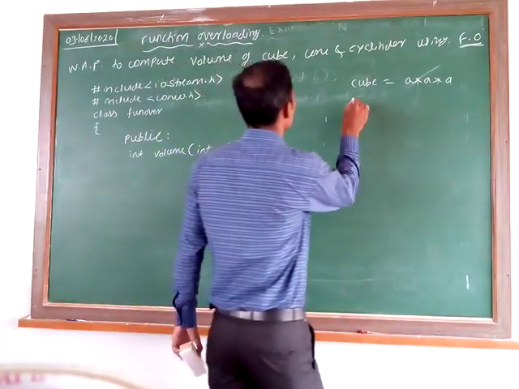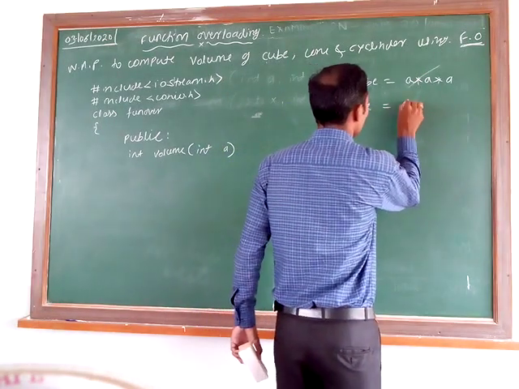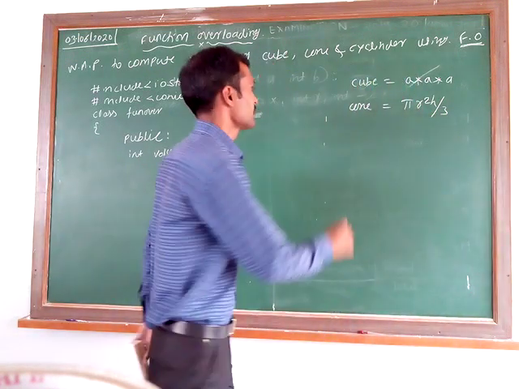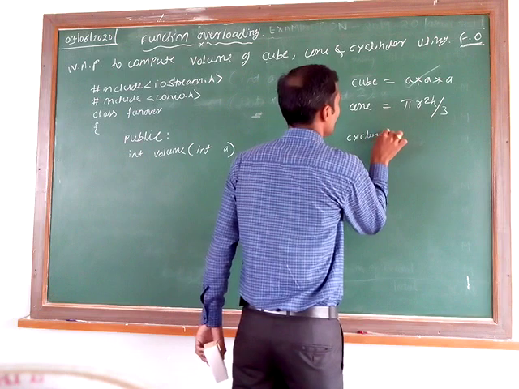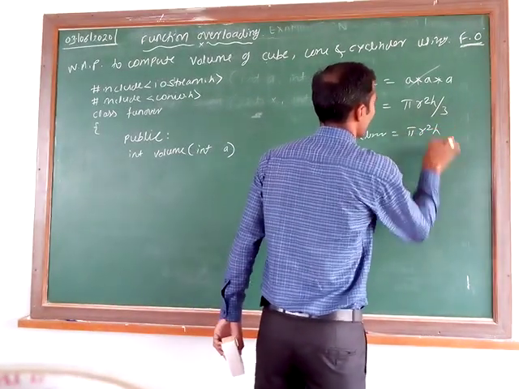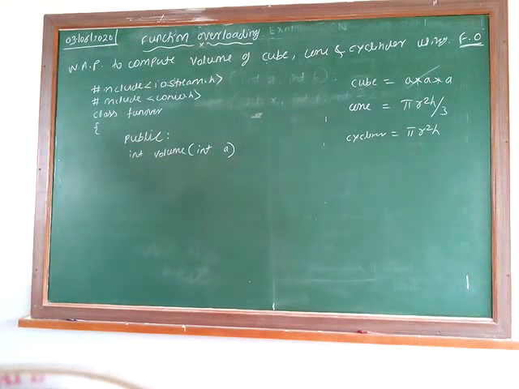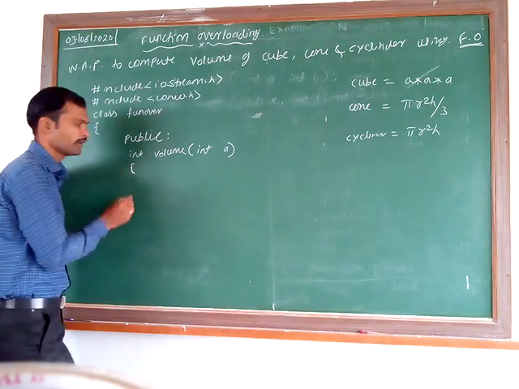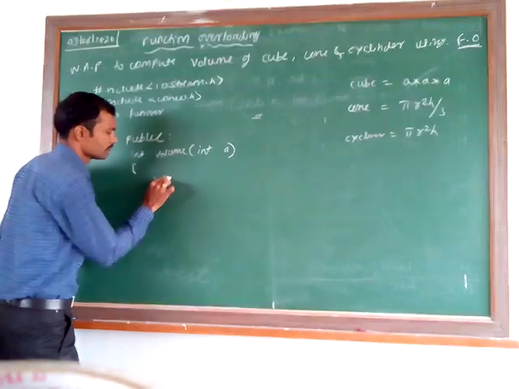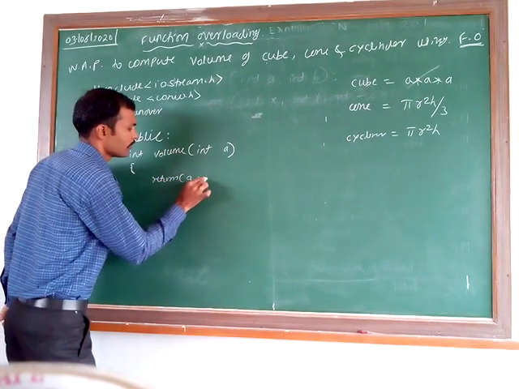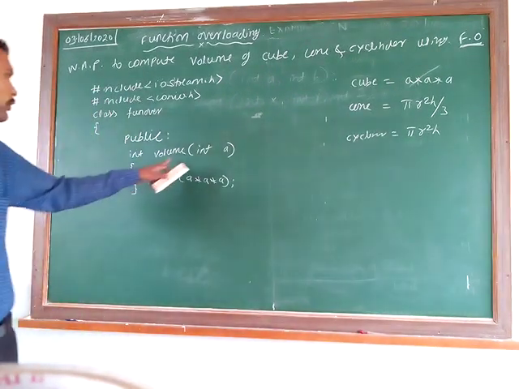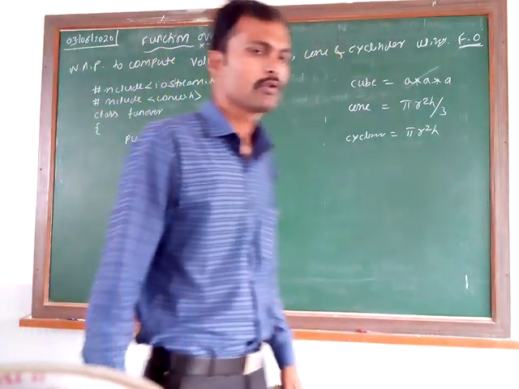To find the value of cone, pi r square h divided by 3. And for cylinder, pi r square h. So these are the formulas to find the cube, cone and cylinder. Okay, that's it. This function is open. Return a into a into a. This is the code for finding the value of cube.